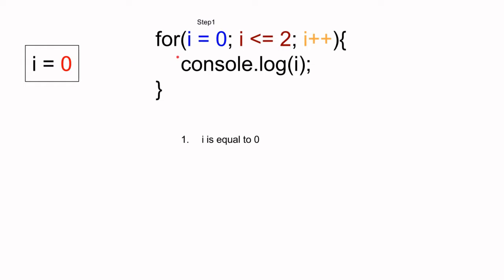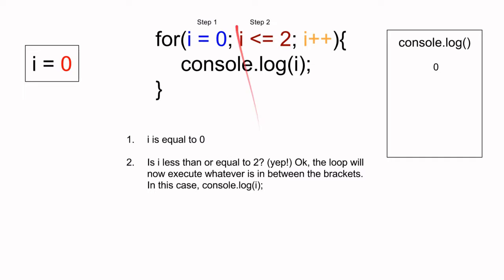So let's go ahead and do the initialization. i is equal to 0. Step 2 is the condition. Is i less than or equal to 2? Check it over here. Yeah, it is, because we just set it. And we haven't gone through the loop yet. So now we're going to execute this console.log.